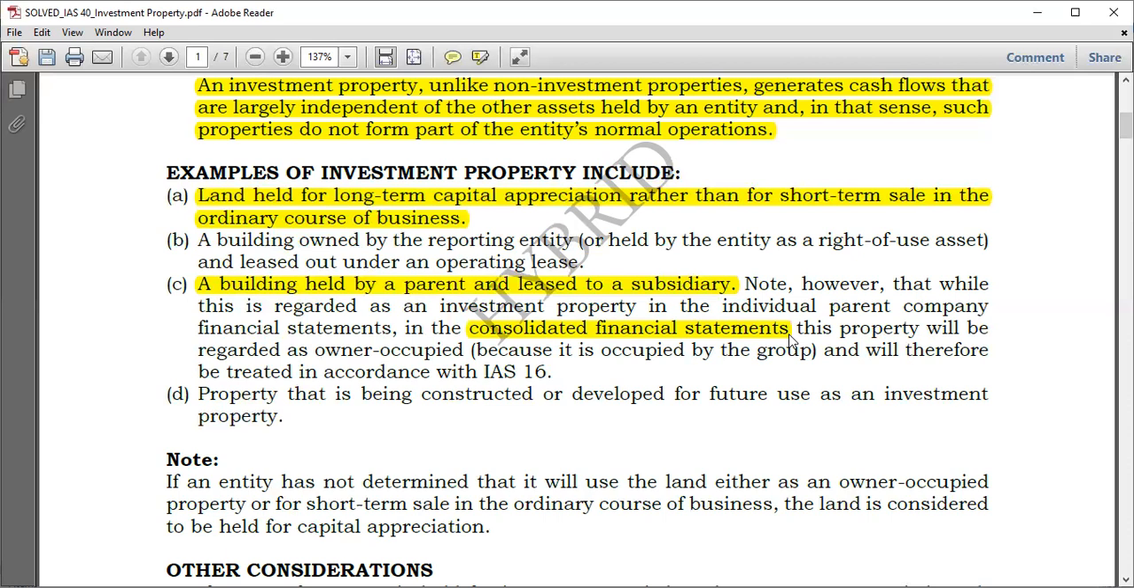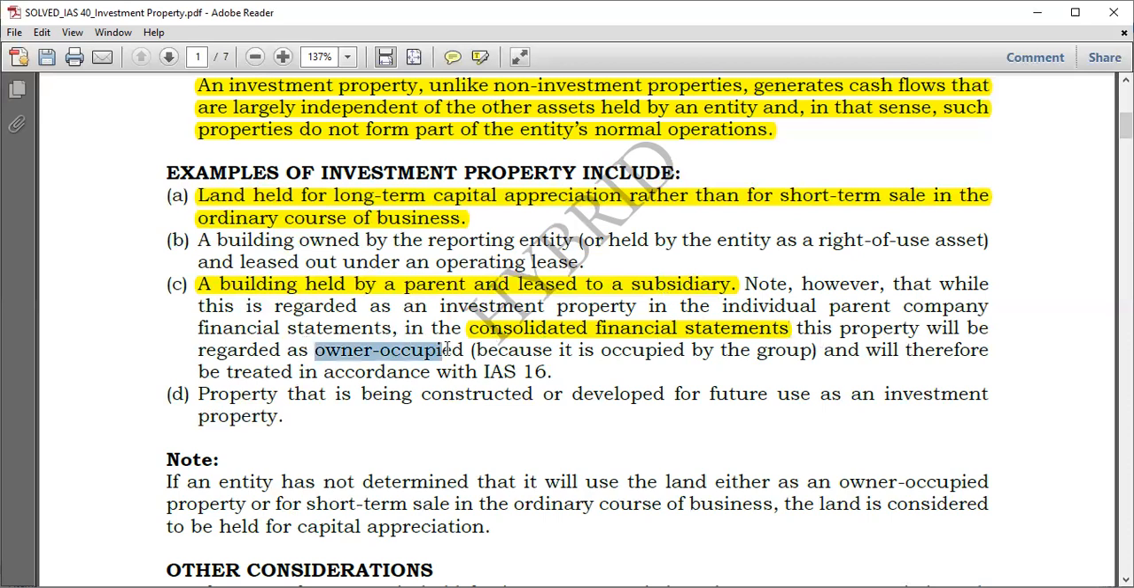And so if it's my own books, it's like I'm using it for my own use. It stops being an investment property when you're preparing group accounts. So in the separate financial statements of the parent, it should be an investment property. But when the parent is consolidated with its subsidiary, we call it an owner-occupied property. That's why we say in the consolidated financial statements, this property will be regarded as owner-occupied.